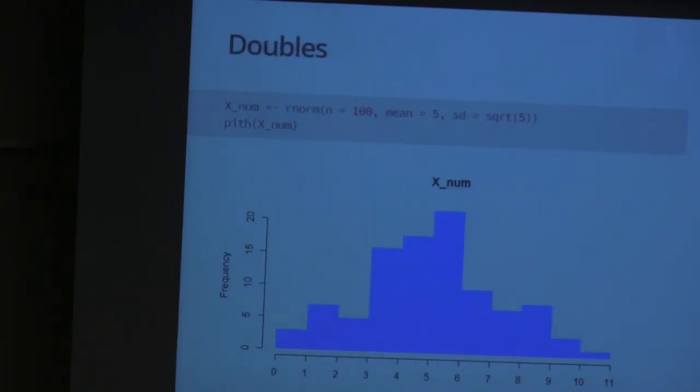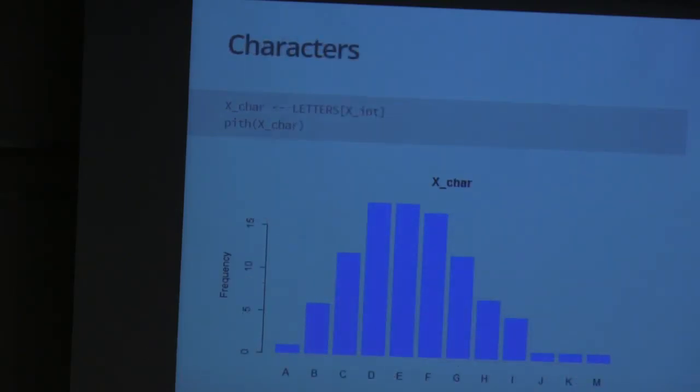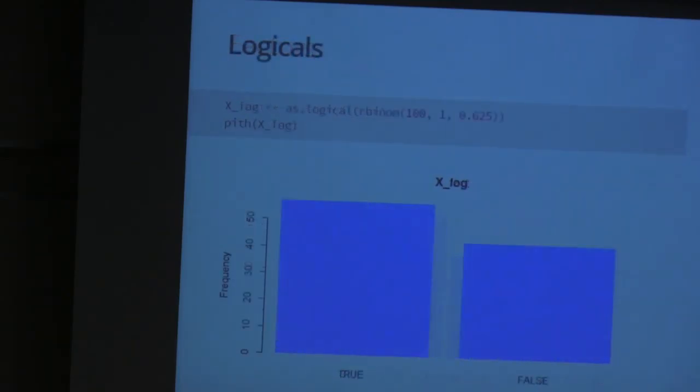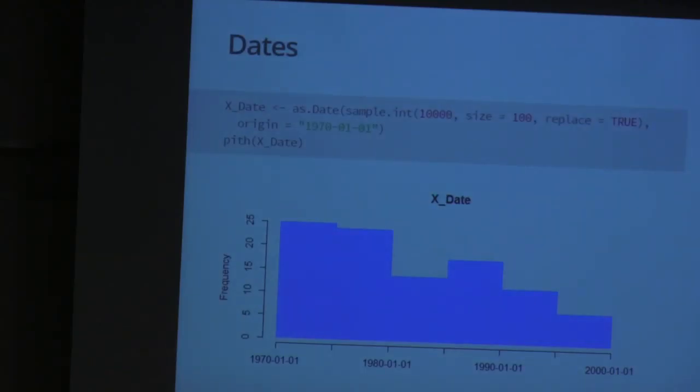If you do give it a double precision number, you get a histogram. If you give it a character vector, you get a frequency plot. Same thing if you give it a factor. If you give it a logical, you get trues and falses. If you give it a date, you get a histogram of the dates.